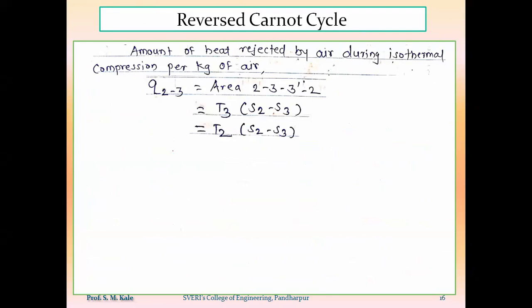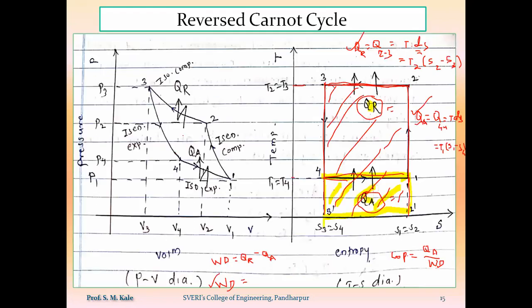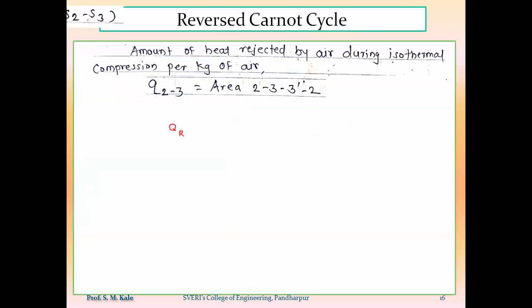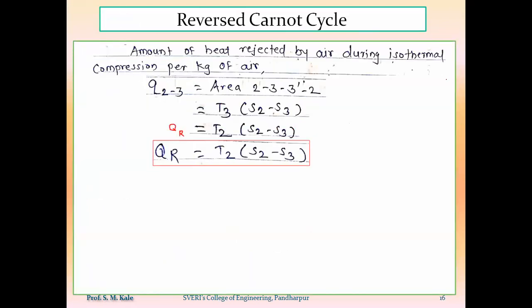So this is nothing but the amount of heat rejected. That is nothing but T2 into S2 minus S3. Same thing we have calculated here. Now, the amount of heat rejection is nothing but T2 into S2 minus S3.